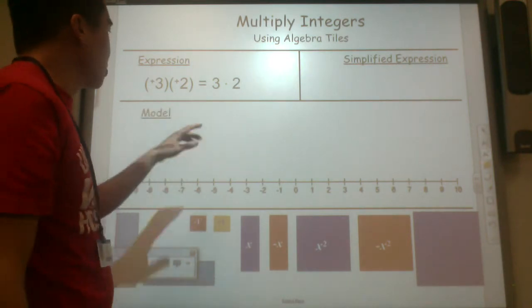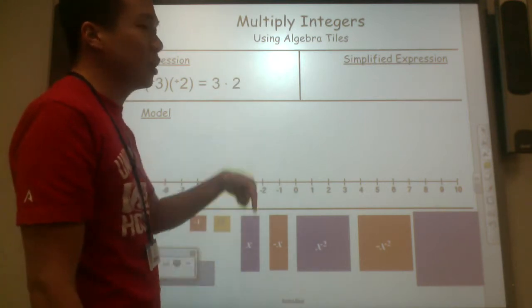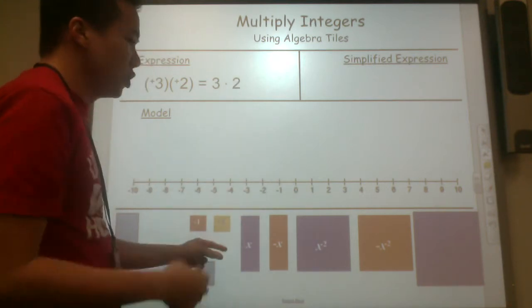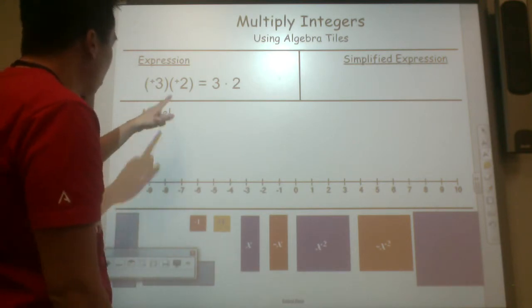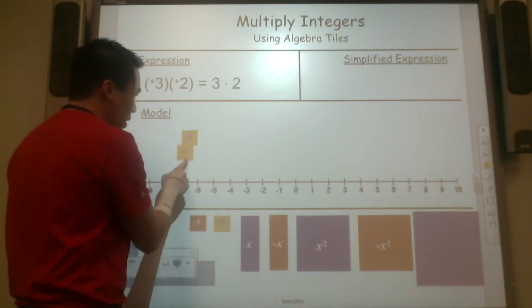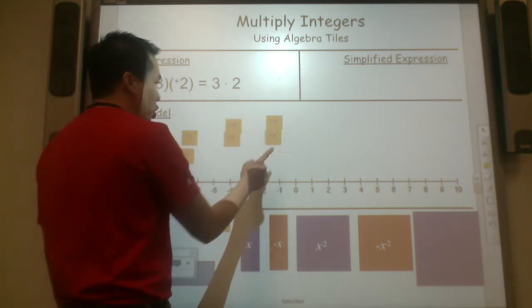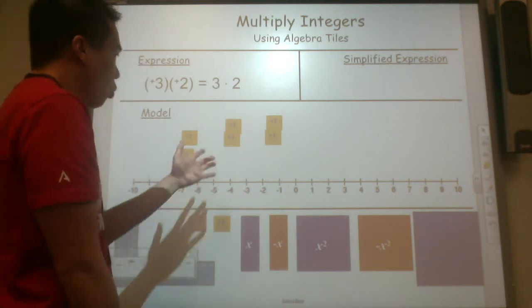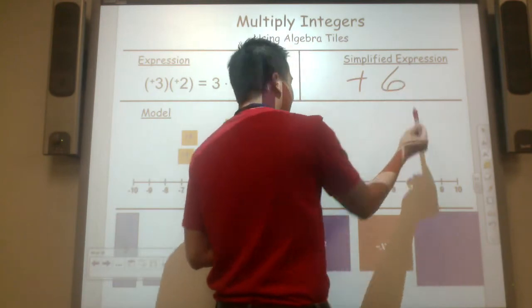So let's look at our activity for today. Today we're learning how to multiply. We're going to model it, and then we're going to show you the number line, and then we're going to show you if you can do it in your head intuitively. You have 3 groups of positive 2. Here's 1 group of positive 2, 2 groups of positive 2. This is the 3rd group of positive 2. What do you have? Looks like I have positive 6.